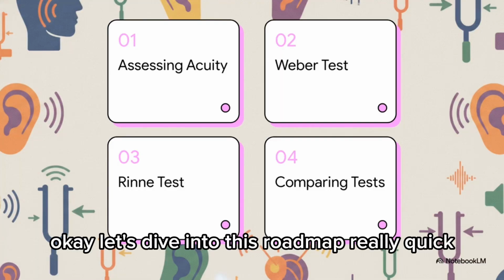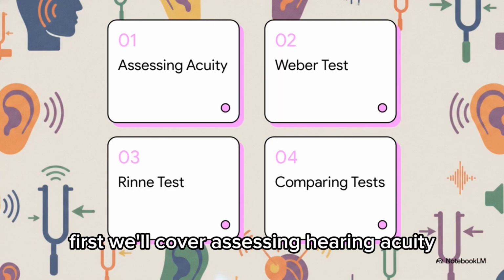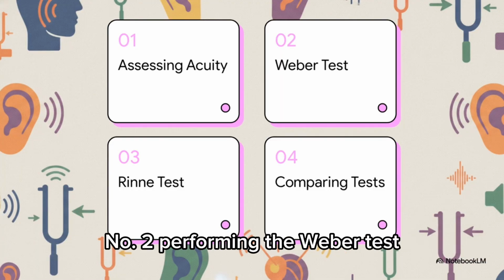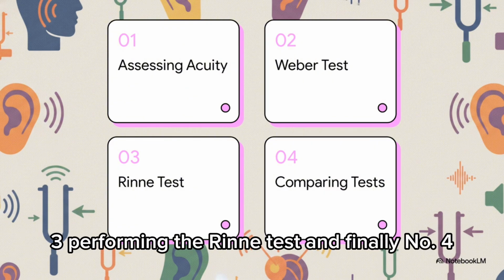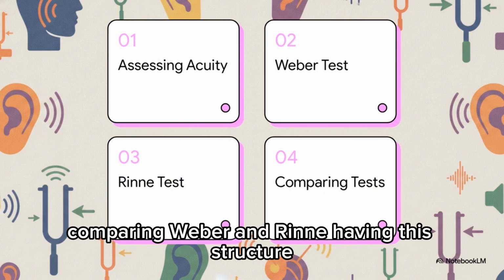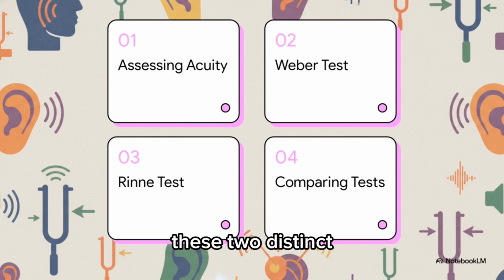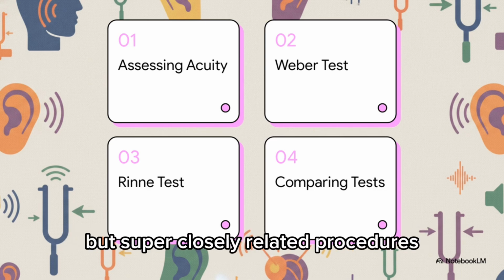Okay, let's dive into this roadmap really quick. First, we'll cover assessing hearing acuity. Number 2, performing the Weber test. 3, performing the Rinne test. And finally, number 4, comparing Weber and Rinne. Having this structure is really going to help us compartmentalize these two distinct but super closely related procedures.